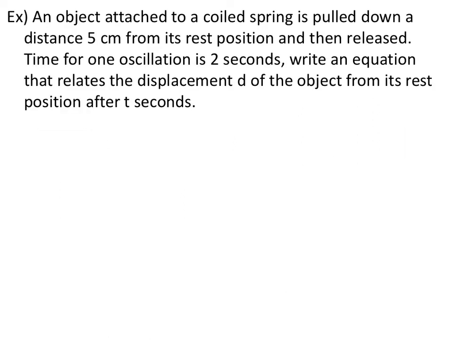So here's an example. I would pause the video and read this word problem. You have an object attached to a spring. It's pulled down to start with and then released. And we have some certain information here. It's pulled down a distance of 5, so that would be your amplitude. Its max displacement is 5 centimeters. It then tells you that the time for one oscillation, so that would be your period, is equal to 2 seconds. And we want to write an equation that relates this situation in simple harmonic motion.